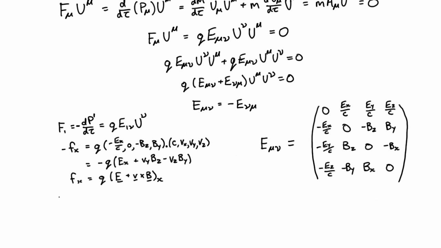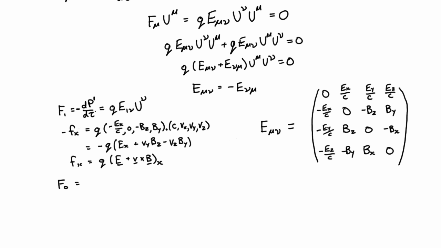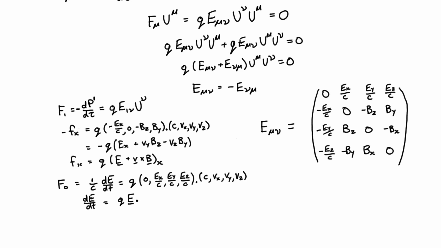Let's have a look at the time-like component. Now remember, the time-like component in the energy momentum tensor is energy over the speed of light. And again, for a non-relativistic particle. And this, of course, means that the work done is going to be equal to just the electric field dotted with the velocity, as you'd expect.